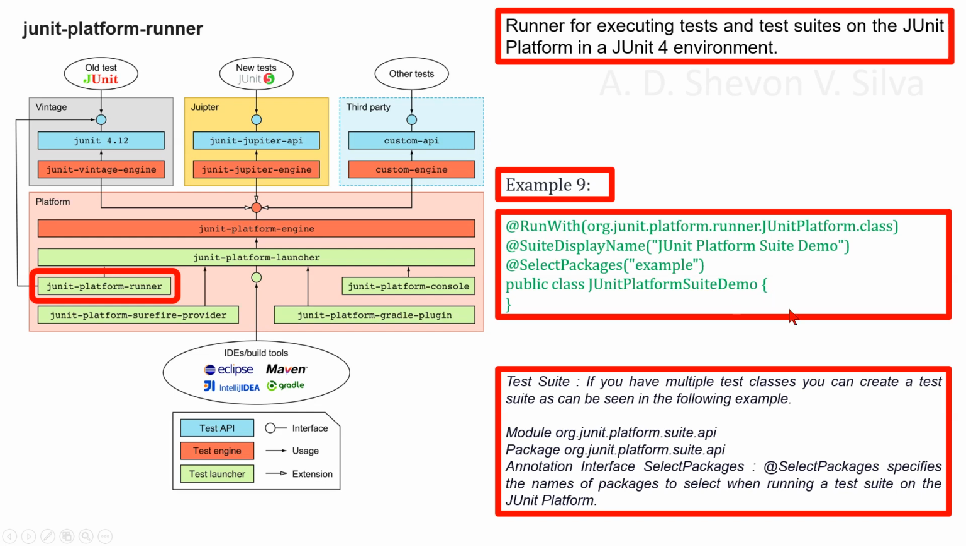Additional configuration options. There are more configuration options for discovering and filtering tests than @SelectPackages. Please consult the Javadoc of the org.junit.platform.suite.api package for further details. Test classes and suites annotated with @RunWith(JUnitPlatform.class) cannot be executed directly on the JUnit Platform or as a JUnit 5 test, as documented in some IDEs. Such classes and suites can only be executed using JUnit 4 infrastructure.